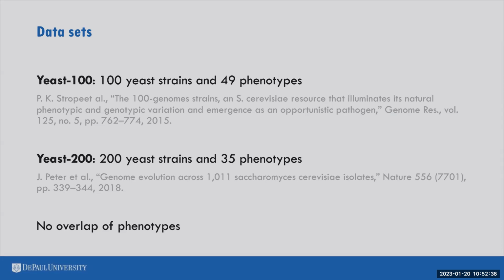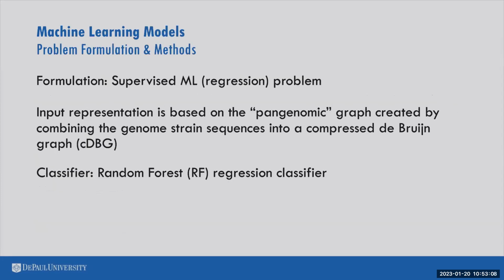So we identified two data sets. One is East 100 and one is East 200. We wanted to try our approach on both of these data sets, but as of now, our approach works only on East 100. East 200 is too large for our program to handle, so it needs to be scaled up. But we still wanted to give it a try. And these are completely different data sets, though there is no overlap between phenotypes.